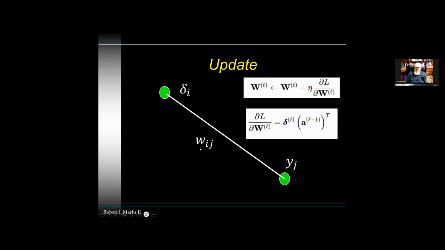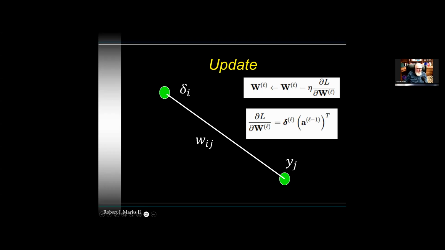It says that in order to update this weight, we only need to know, this is important, the value of the delta here and the y here. We don't need to know anything else which is happening in the neural network. And that's pretty incredible. We don't need to know what is happening in the rest of the neural network. We can do everything locally.